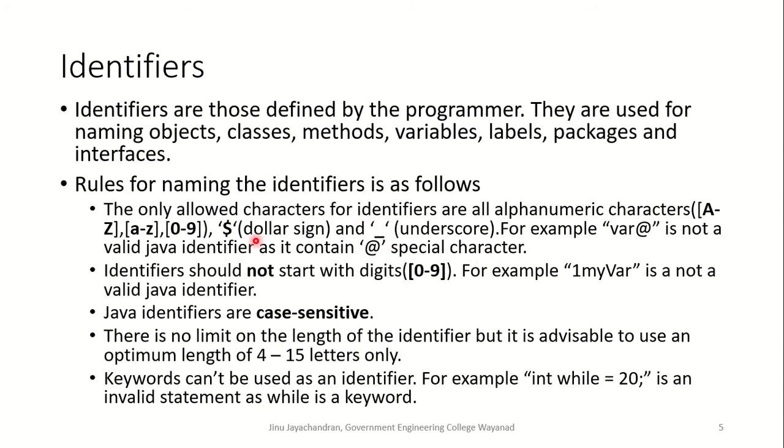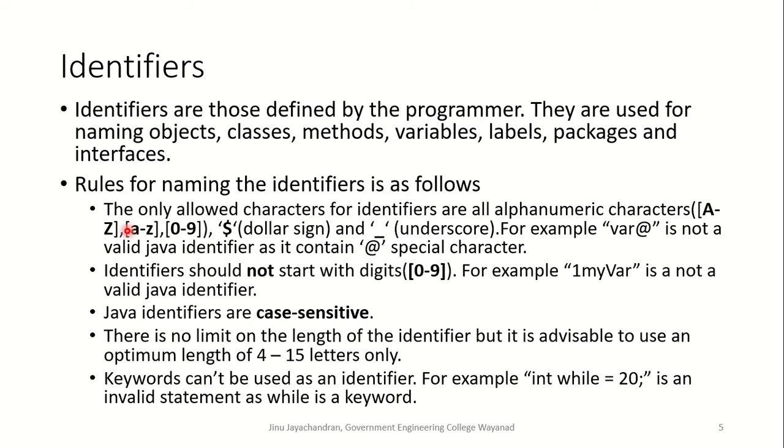But you can use 2 special characters. One is dollar, another one is underscore. Next one, an identifier should not start with a digit. So you cannot name an identifier as 1 my var. So you are starting with a number, which is prohibited. You can only start with an underscore or a dollar sign or any of the alphabets.